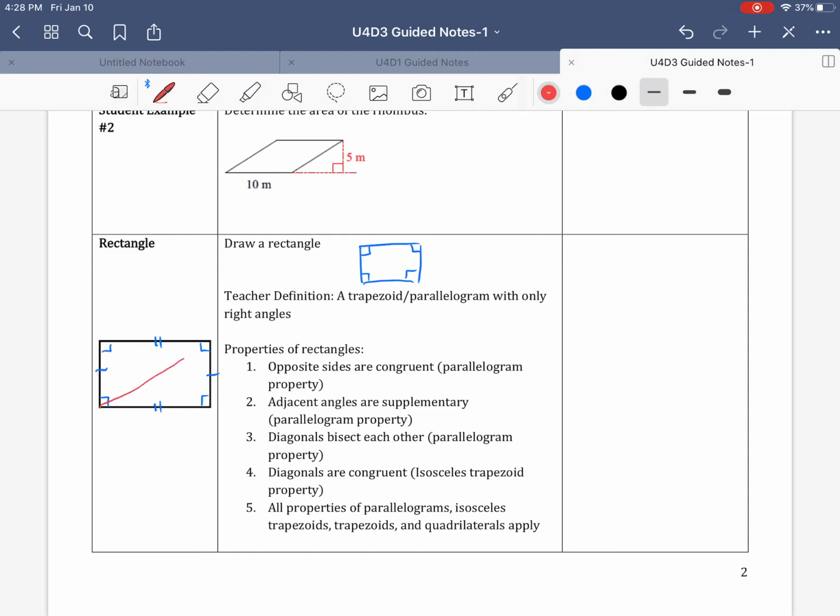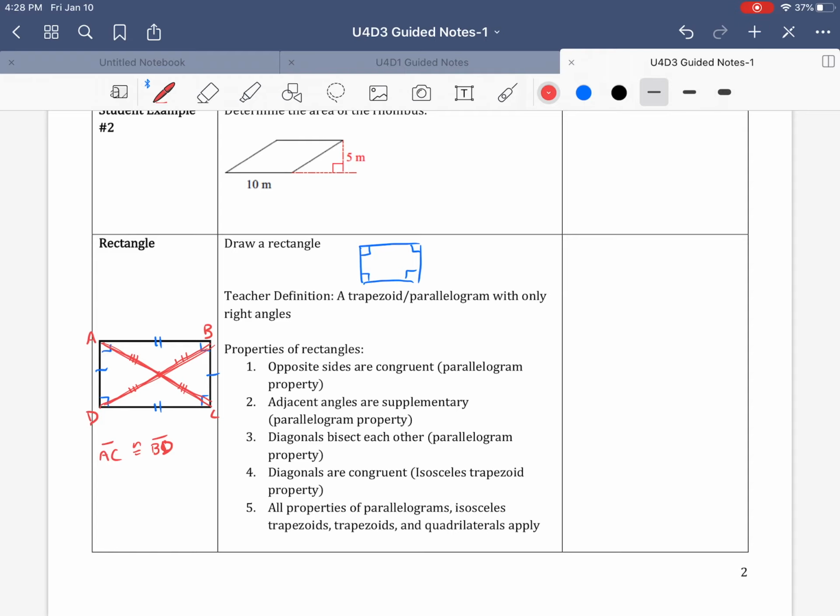So let's do it in red. Diagonal here and my diagonal here. I know that all my diagonal halves are congruent. I also know the diagonals themselves are congruent. So if we're thinking this is A, B, C, D, we would be able to say that segment AC is congruent to segment BD. So the entire diagonal here is congruent to the entire diagonal here.